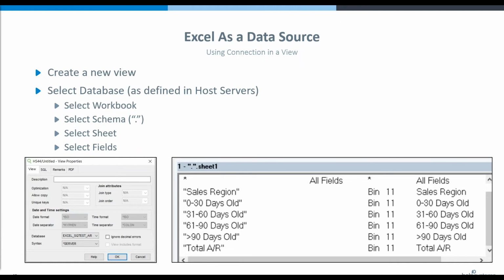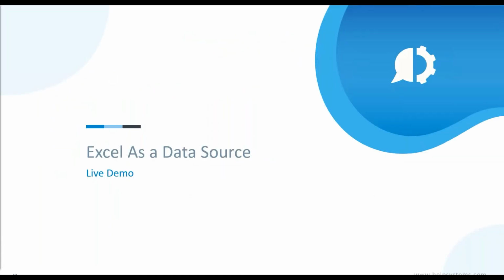Now, once you have your connection defined, you're ready to create your view. Simply open a new view, select the connection that you did define, and that will be in the database parameter of the view's properties. Then simply select the schema, the sheet, or the tab, and finally the fields that you want included. So let me take just a quick second and show you how easy all of that is to do.